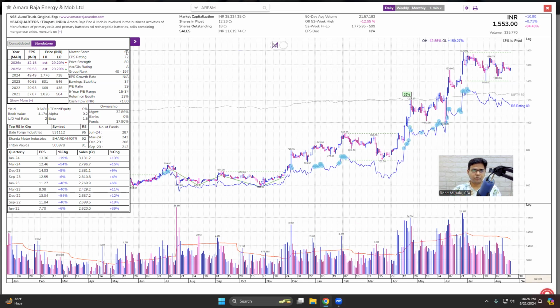The master score is 66. Ignore the master score. What is important is the price strength and the EPS rating. So price strength is 89. What does that mean? This means that Amara Raja as a company, the 52-week performance of this company is better than 89% of all the stocks in the Indian stock market, which is very good. It's almost like the company is in the top 10 percentile when it comes to the 52-week performance.